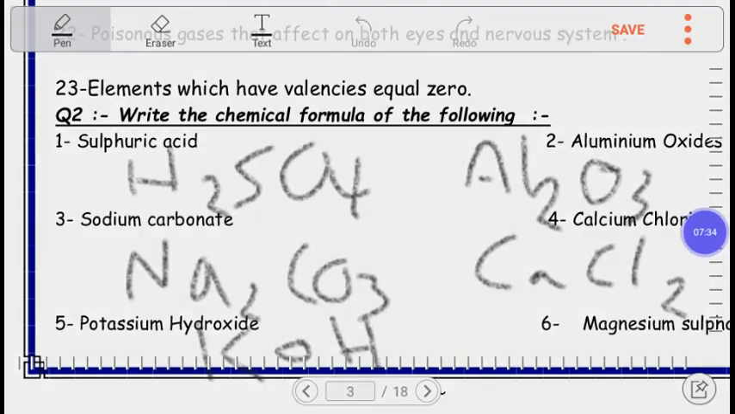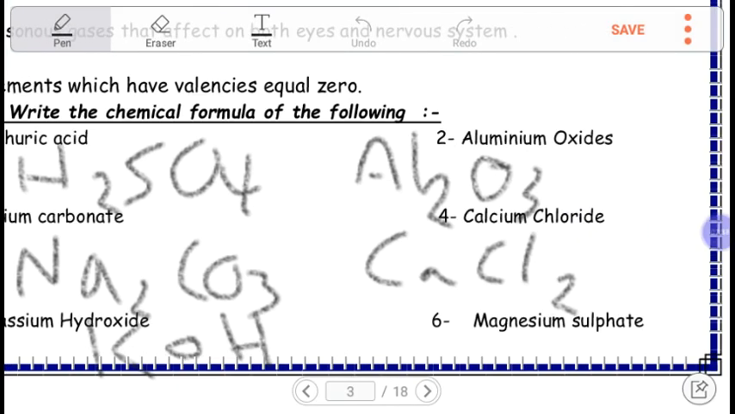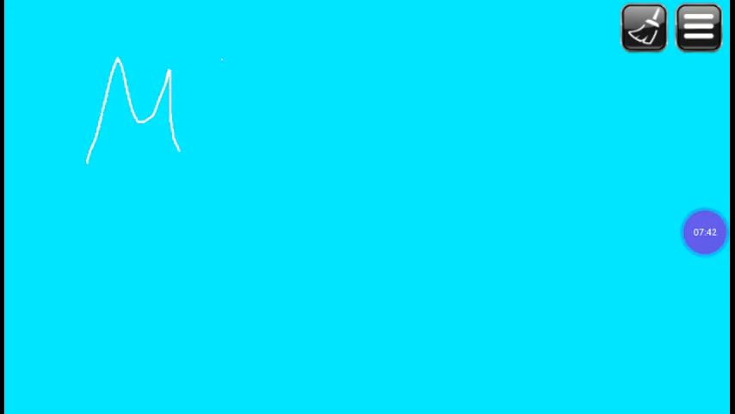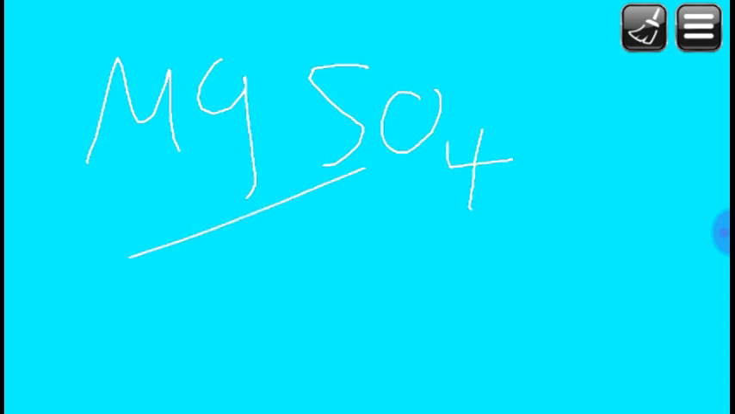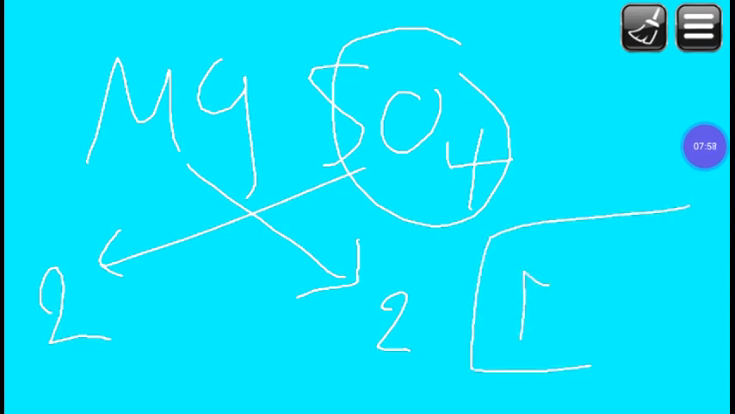Finally, we have magnesium sulfate. The formula of magnesium is Mg and sulfate is SO4. Okay, so the valency of the SO4 is double, and the magnesium is double. So the formula will be MgSO4.